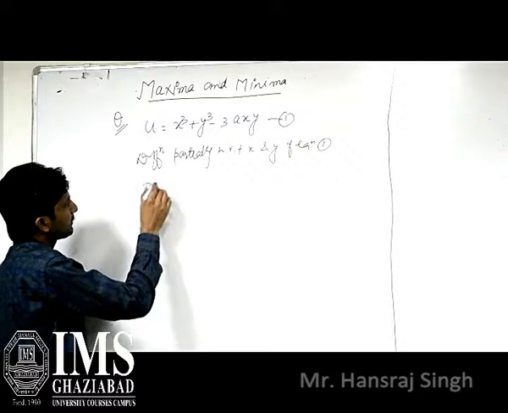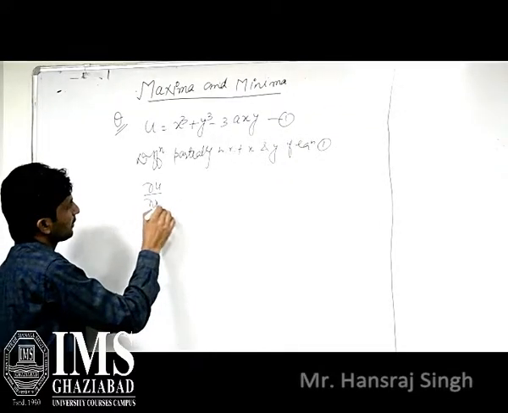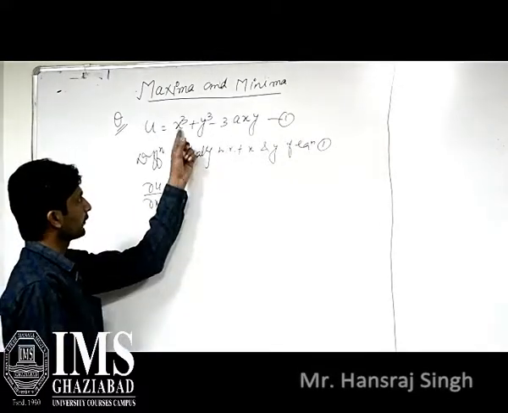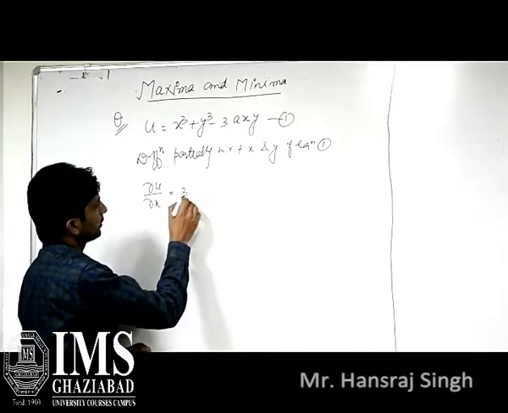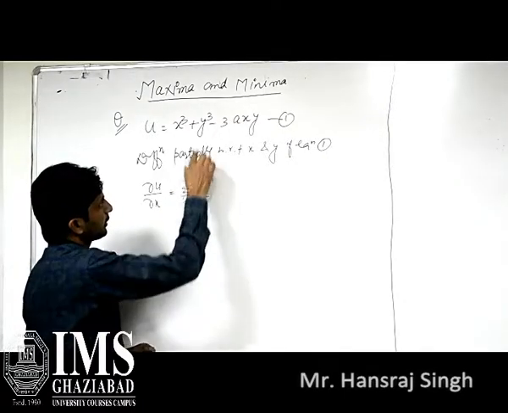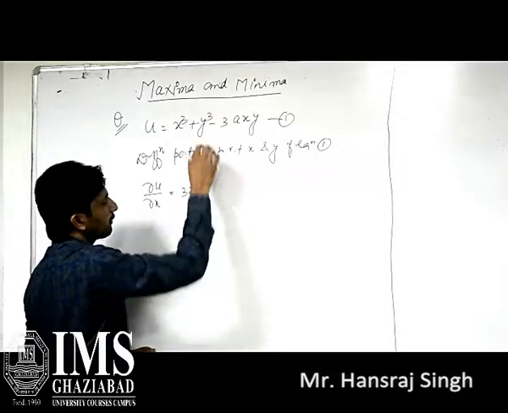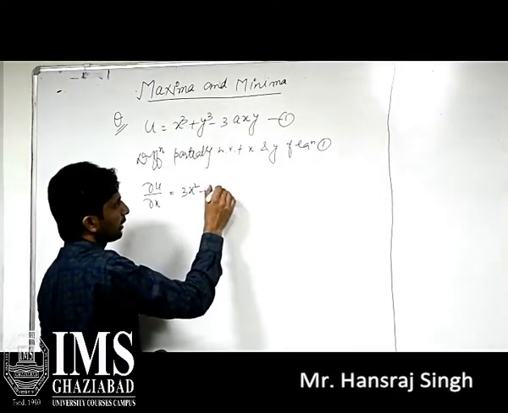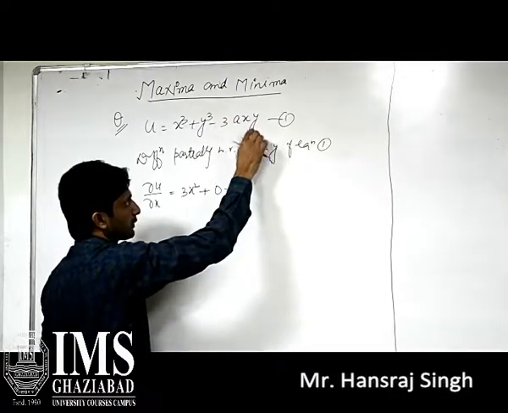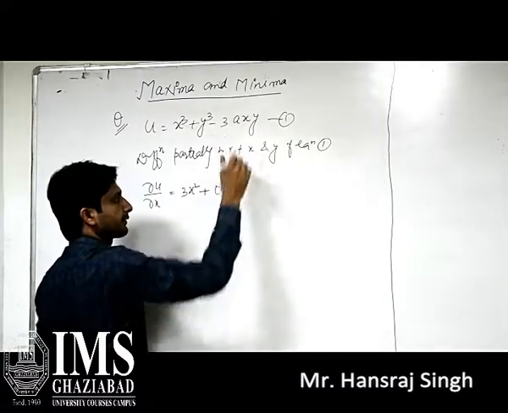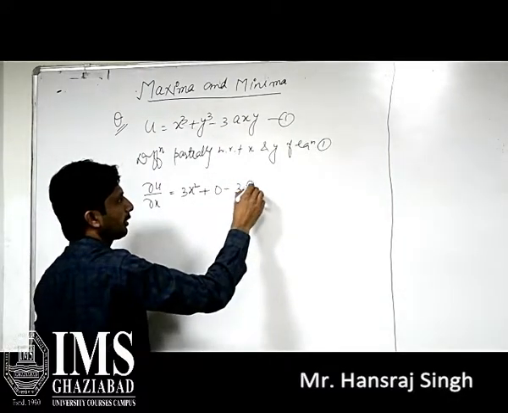del u upon del x, students, जब x के रेस्पेक्ट में डिफरेंशिएशन करेंगे हम तो y कांस्टेंट है, तो differentiation of x cube is 3x square. x के रेस्पेक्ट में डिफरेंशिएशन कर रहे हैं, y कांस्टेंट इसलिए इसका डिफरेंशिएशन 0 हो जाएगा. Minus, similarly y is also constant, so differentiation of x is 1, so this is simply 3a.